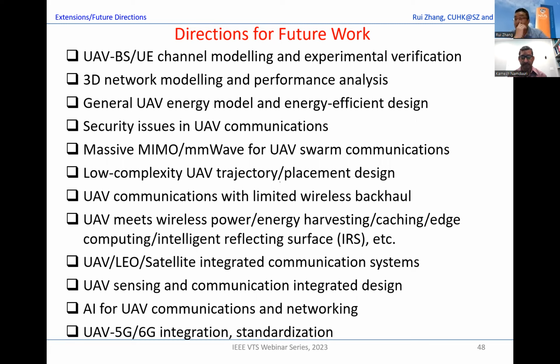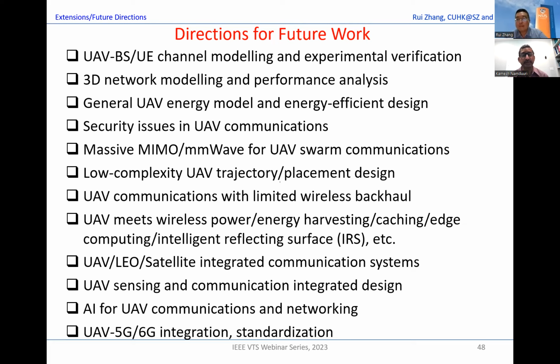So from standardization, I would say 3GPP is still continuing to work on that. And we have also seen some other aspects, like Wi-Fi, where there are also some new initiatives to improve the UAV connectivity. I think we are still waiting to see more such progress in terms of standardization and the actual system implementation. Thanks.